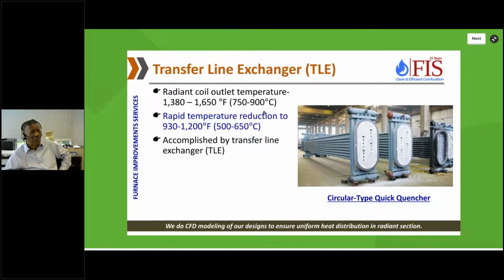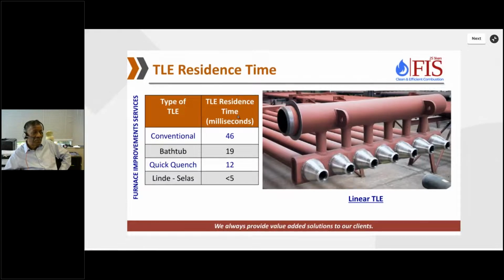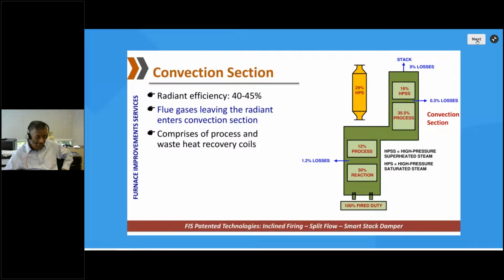Next, we want to talk about transfer line exchangers. They are important because you want to cool the product from the heater very, very quickly so that you don't have any undesired reactions. So that is done in transfer line exchangers very, very quickly. And as you can see here also, the residence time is very, very fast. In five milliseconds, you cool it down. So you can avoid, well, let's move on to the convection section.